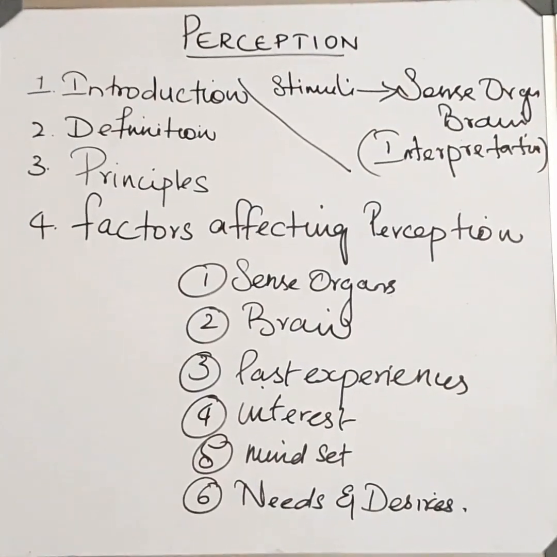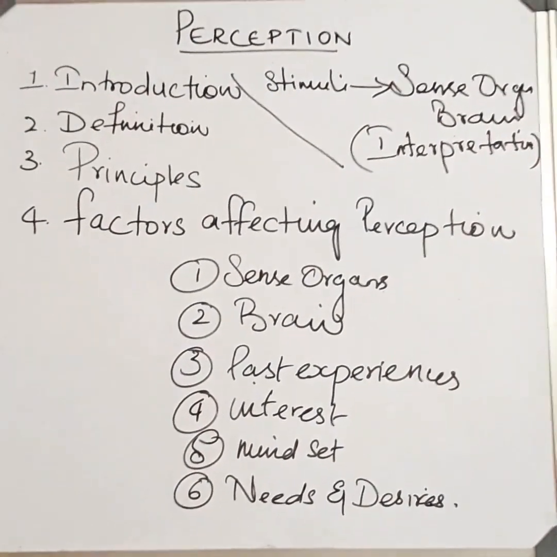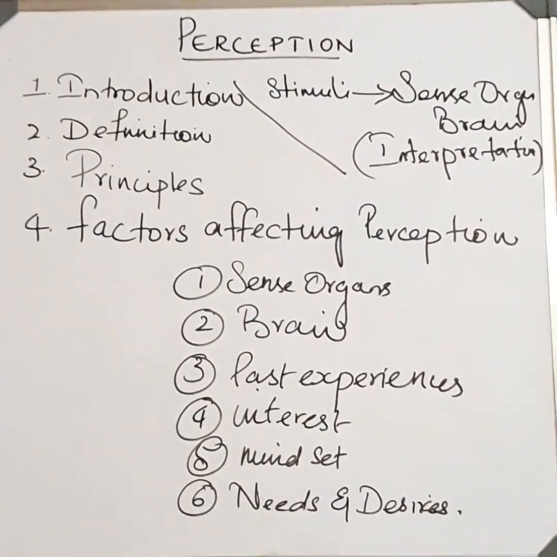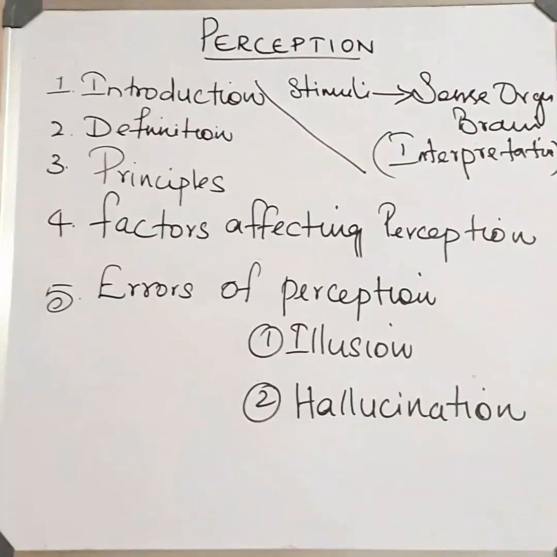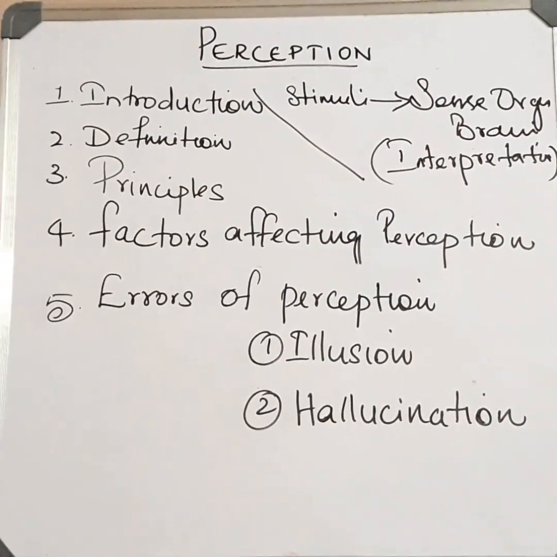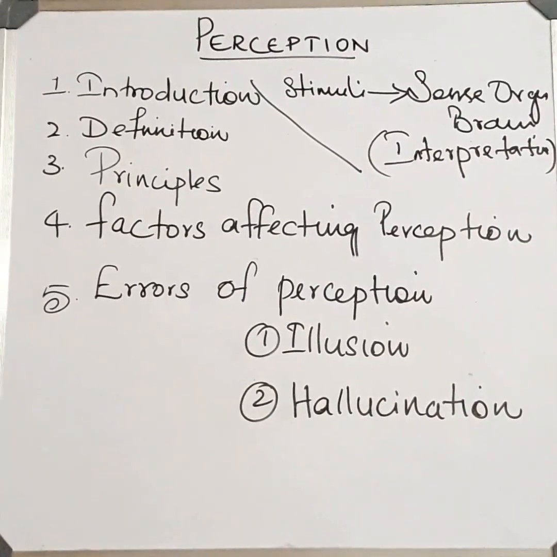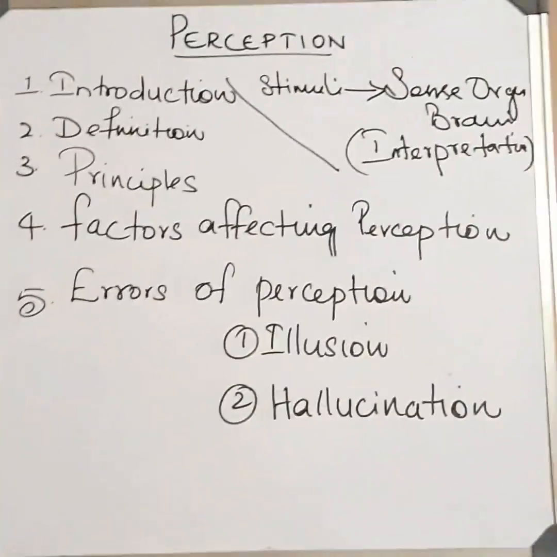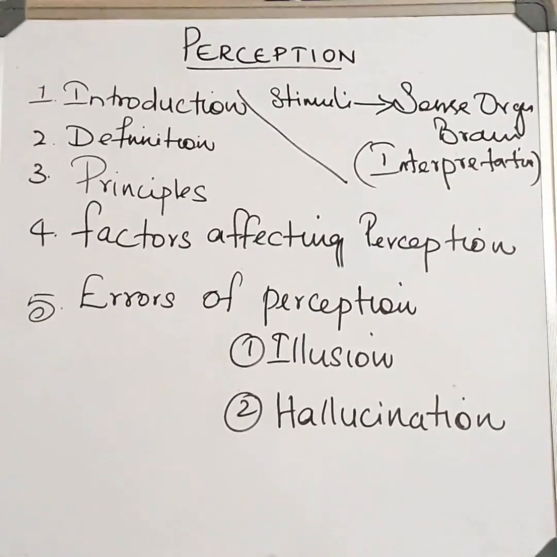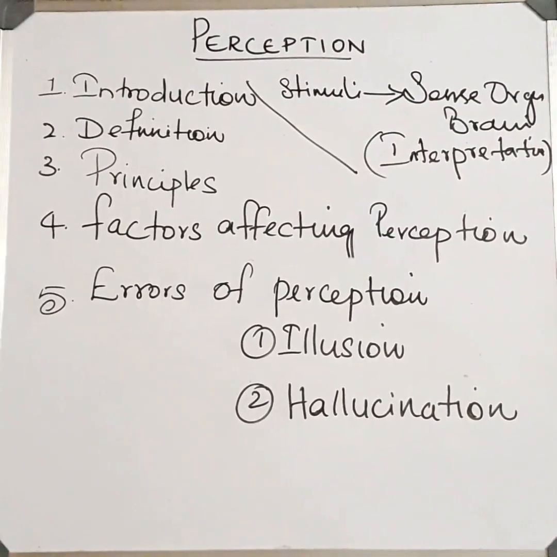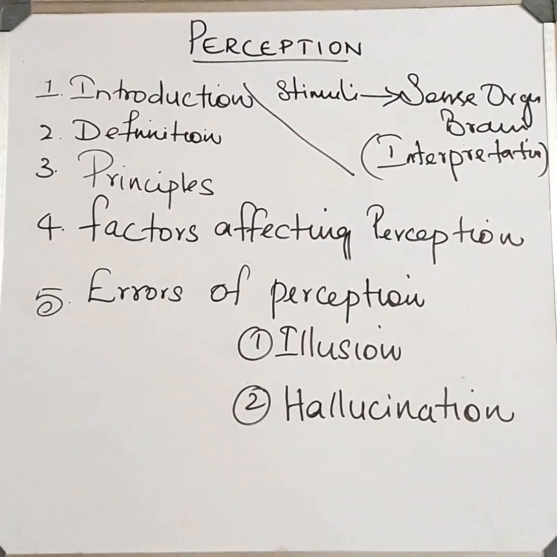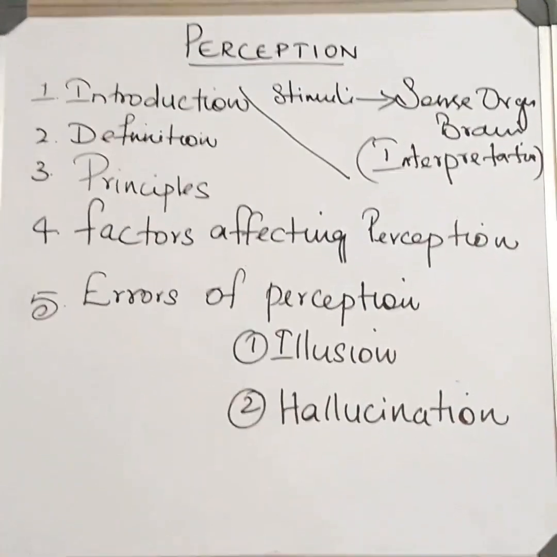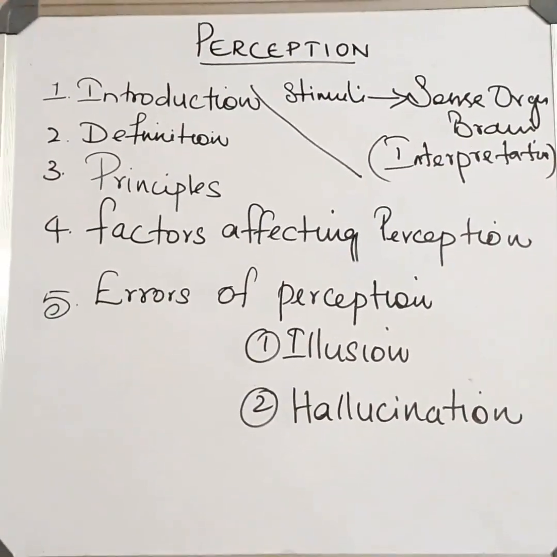Then next one is errors in perception. What are the errors there in perception? Here we are going to see two errors. There are two types of errors of perception. In this, first one is illusion, second one is hallucination. What is illusion? Illusion is a misinterpretation of actual perception. Again I tell you, illusion is a misinterpretation of actual perception.